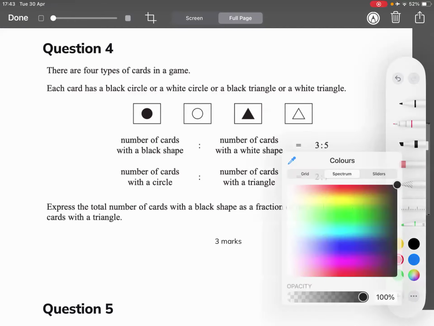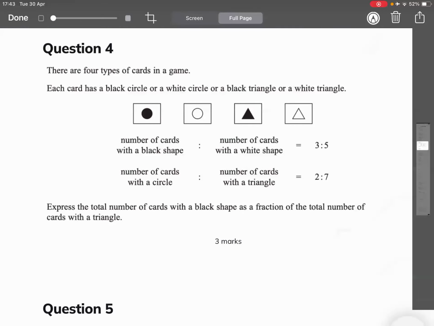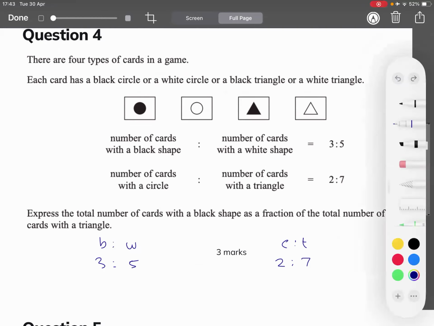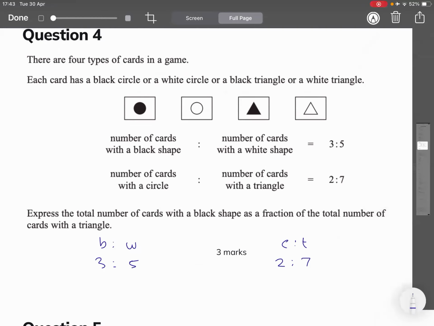So if you think about it, let me write out the ratio. I've got black, white, and I've got circles, triangles. Normally what I'd be looking to do in the easier questions is find a letter, say W, if it's in both ratios. But it's not, right?